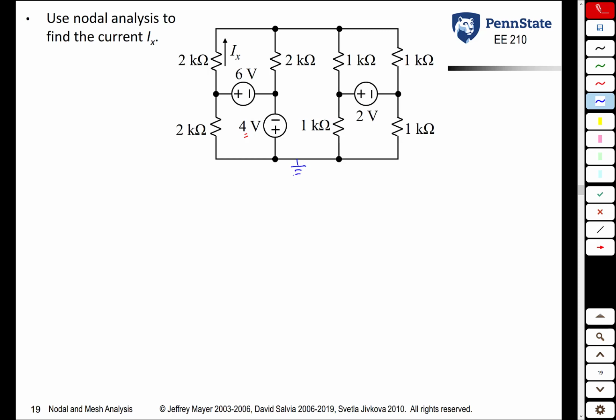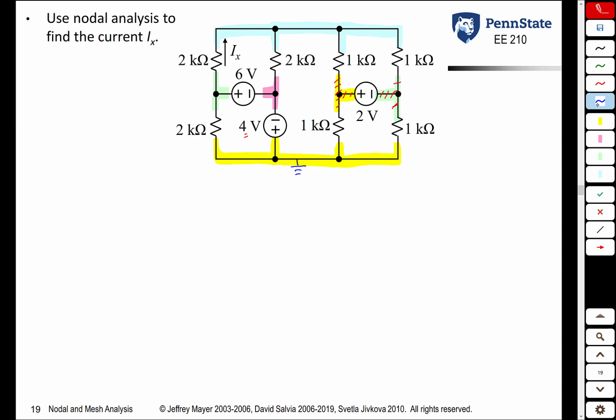Now let's look at every node. So we have our ground node right here. We have a node there, a node there, a big node up here. Let's make that yellow with red slashes. And let's make this node green with red slashes. So you have a total of 1, 2, 3, 4, 5, 6 different nodes.